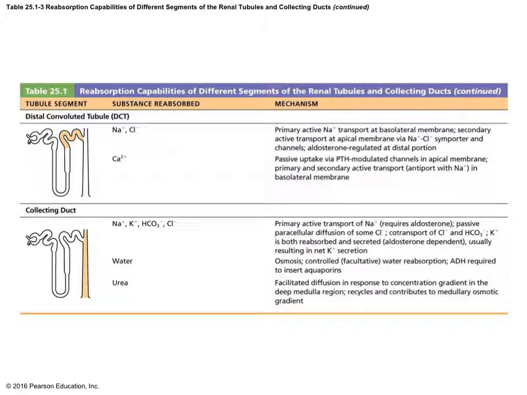And then in the distal convoluted tubule, we get reabsorption of sodium, and this is under control of aldosterone here. Also calcium under the control of parathyroid hormone. And then in the collecting duct, there's further reabsorption of sodium, also under the control of aldosterone, and there's reabsorption of water from the collecting duct to further concentrate the urine, and that's under the control of ADH, antidiuretic hormone, and it controls the number of aquaporins.